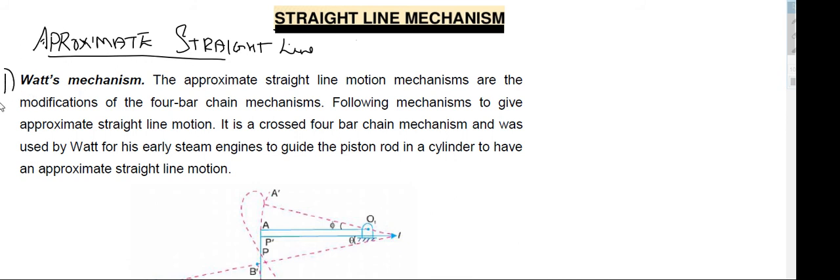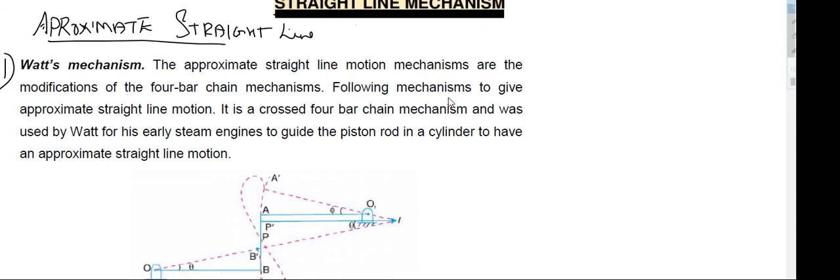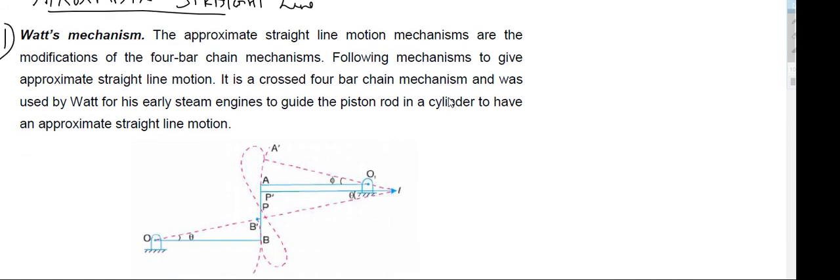We have already seen one Watt's indicator last week as the inversion, but this is Watt's mechanism. Don't confuse it with Watt's indicator mechanism. That is the inversion of 4-bar chain. This is Watt's mechanism that produces an approximate straight line. Approximate straight line motion means most of them are modifications of 4-bar chains. Okay. So this is a modification of 4-bar chain, not a correct inversion.